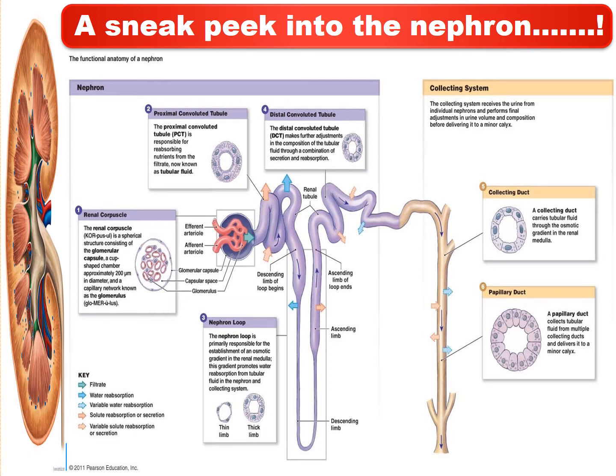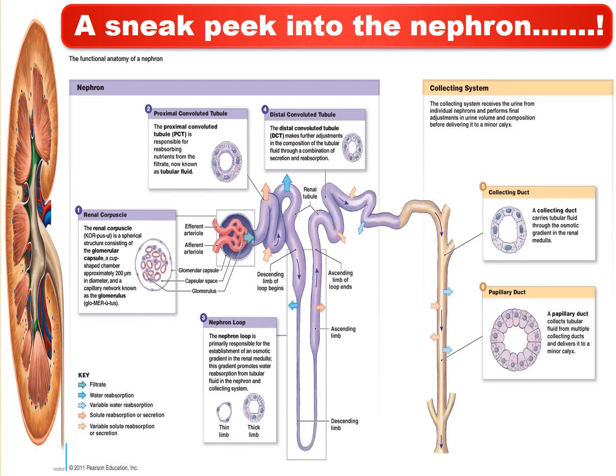Then after this structure of the nephron, which gets attached to that of the collecting system. The collecting system receives the urine from individual nephrons and performs final adjustment in urine volume and composition before delivering it to a minor calyx.